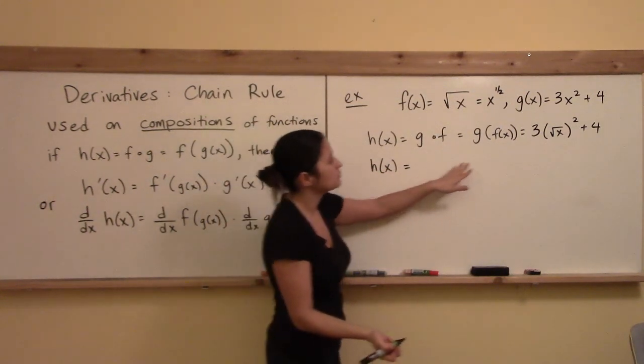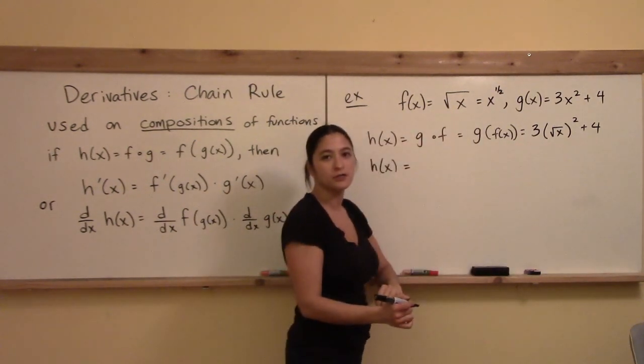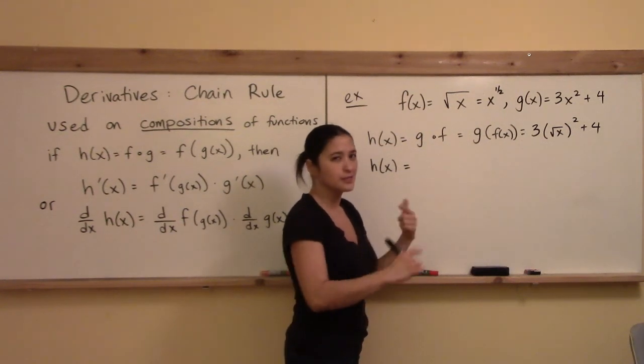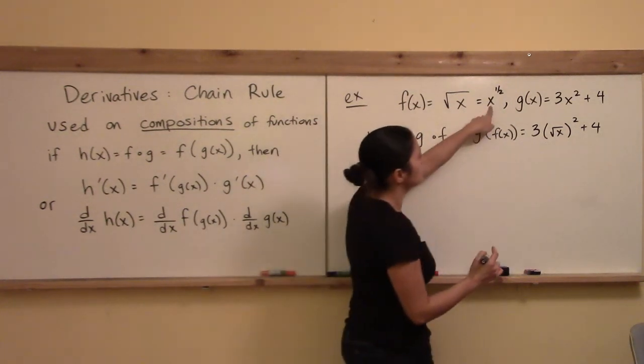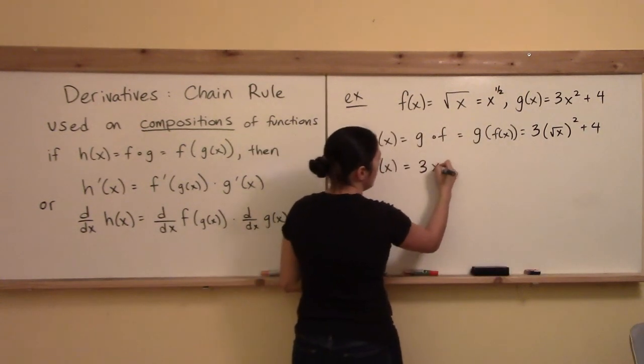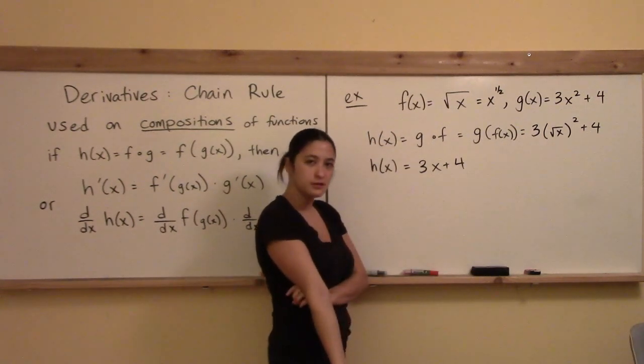h of x is equal to 3 square root of x squared plus 4. What does that simplify to? What is the square root squared? Those two things cancel out, right? You can see if I wrote it as x to the 1/2 and squared it, 1/2 times 2 is 1. And so really we get 3x plus 4. Now that's a pretty easy function.